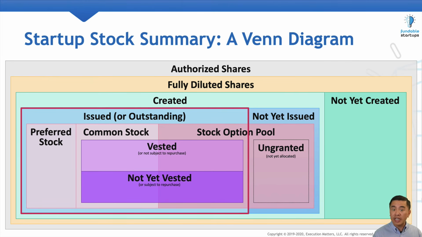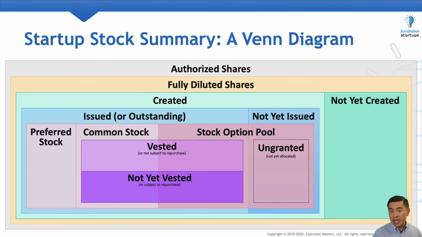Remember that the common stock and the stock options are usually subject to a vesting schedule or repurchase rights. Finally, there are non-issued existing shares, which are basically ungranted stock options from the stock option pool. Once you understand this Venn diagram, you'll understand startup stock probably better than 90% of all startup entrepreneurs.